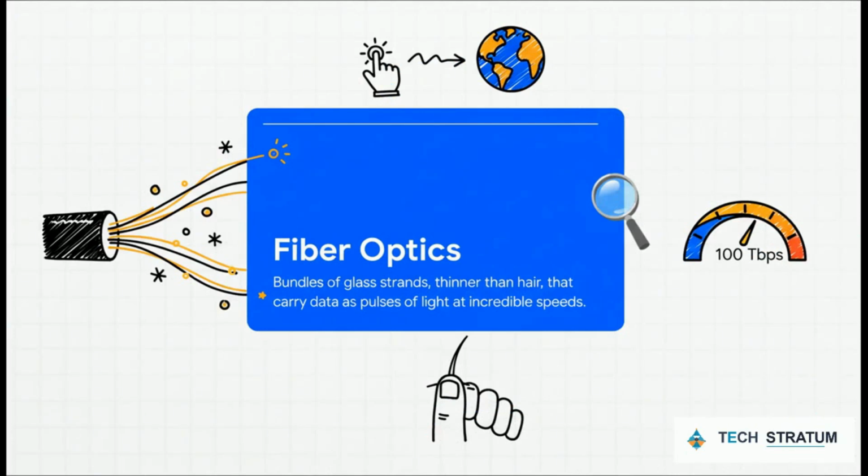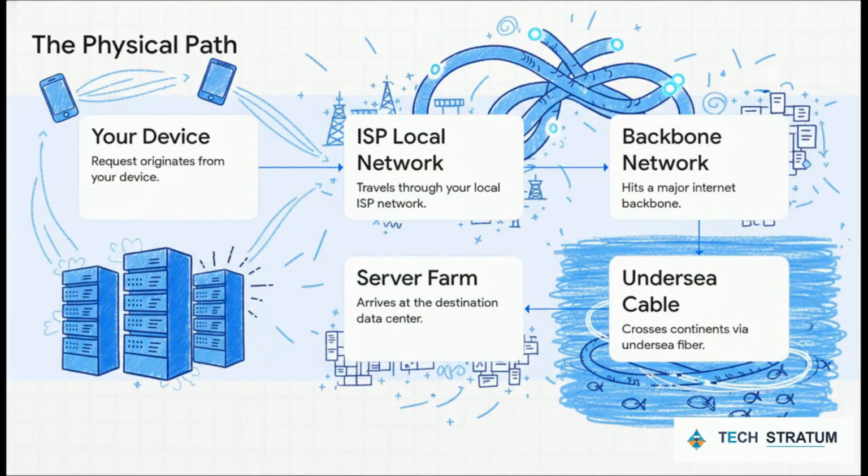So, what's actually inside one of these cables? Well, it's pretty amazing. They're packed with these bundles of glass strands, and each one is thinner than a human hair. Your data, your click, that web request, it's not traveling as electricity. It's being converted into pulses of light, zipping through these glass tubes at incredible speeds. We're talking a single fiber carrying over 100 terabits per second. It's just mind-boggling.